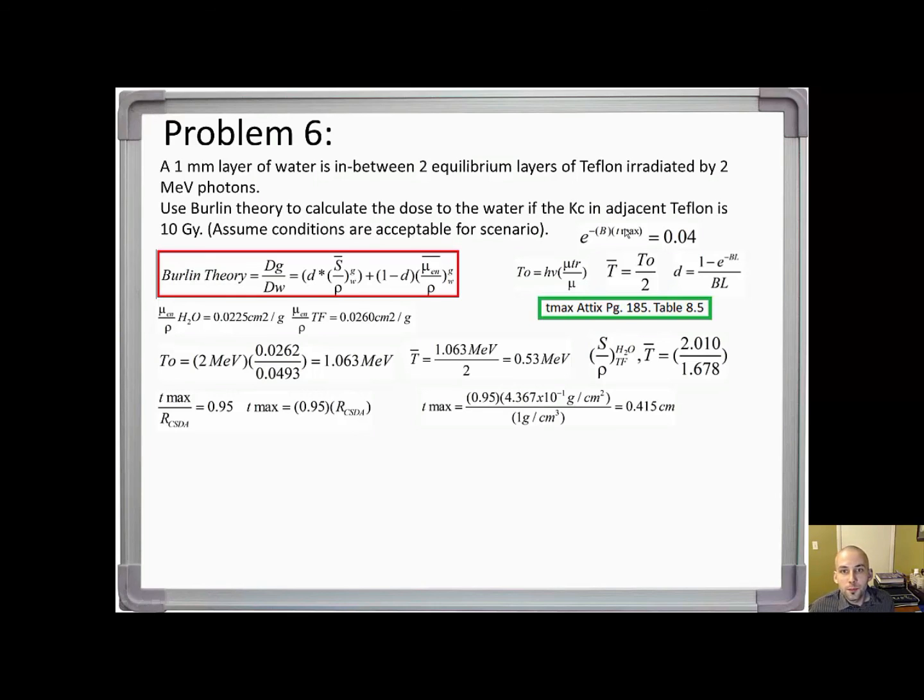I can solve for B. So I plug in Tmax into that formula. I take the ln of 0.04, and then I bring over 0.415, and I get 3.22, which is the ln of 0.04 divided by 0.415, and I get an answer for B of 7.76 centimeters to the negative 1.